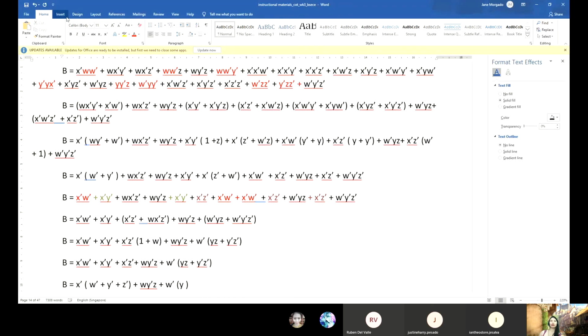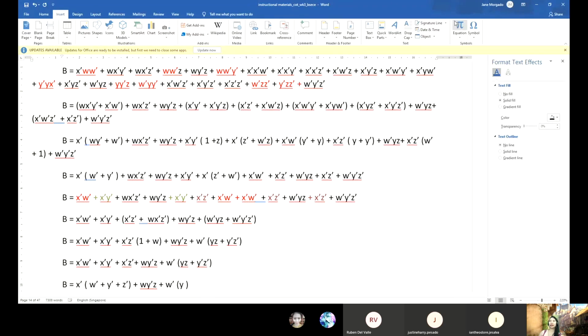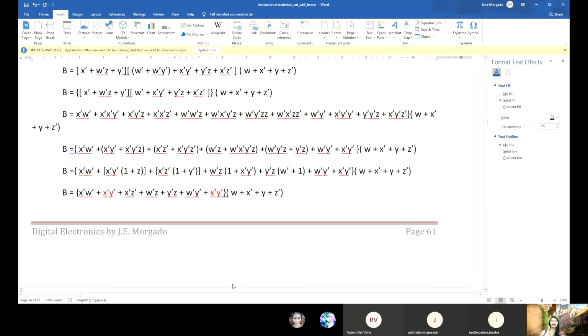May symbol ng XNOR eh. Wala lang XOR. Okay, I've seen the symbol for XNOR. Okay. Ayan, may symbol bang XOR? Ayan. Ang haba.